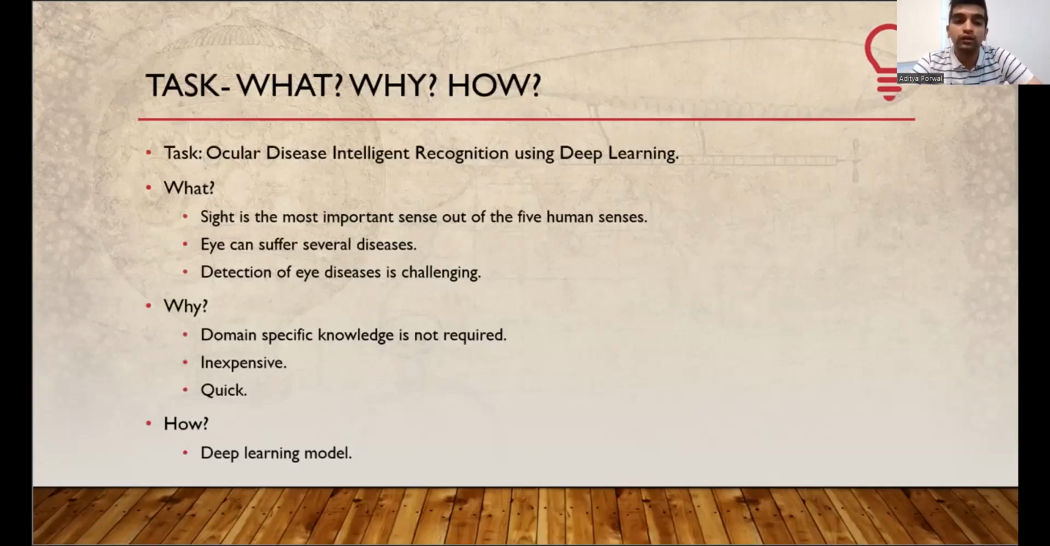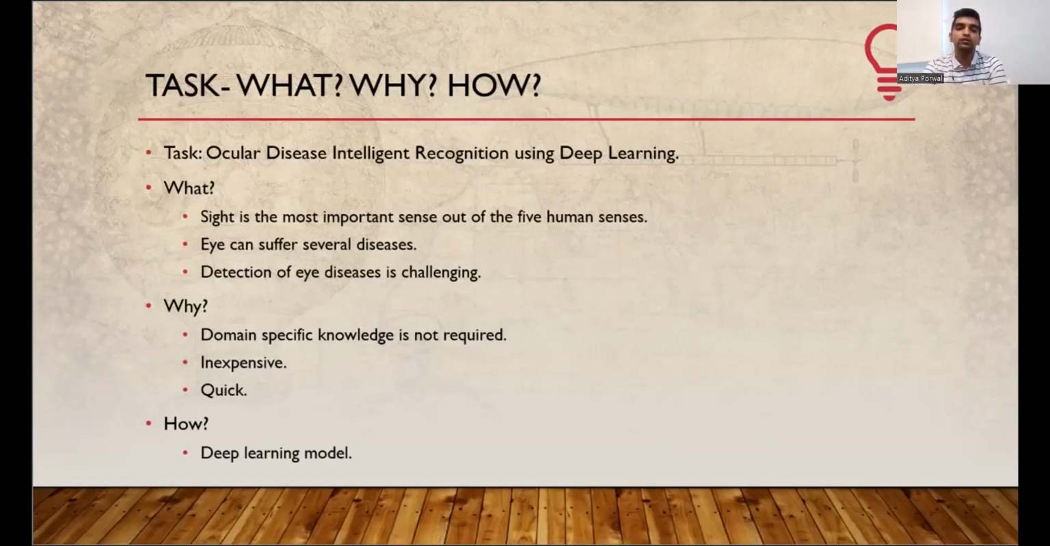Our eye can suffer a number of diseases, such as diabetic retinopathy, myopia, glaucoma, and cataract, and early detection of these diseases can save our sight. Detection of eye diseases through an ophthalmologist is a challenging, long and time-consuming process. Even with the help of support systems such as computer-aided diagnostics, it is not feasible as the systems are very expensive. So, what is the solution to this problem?